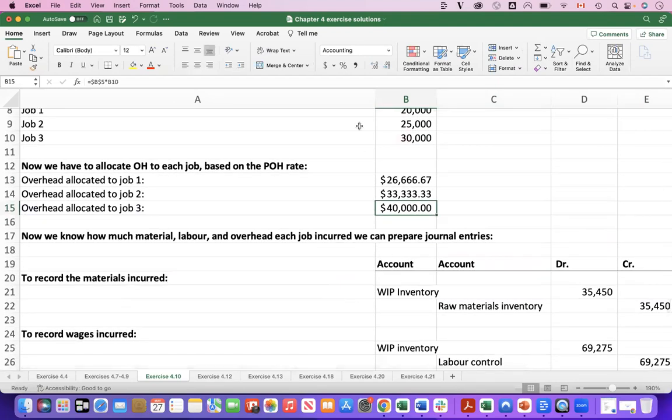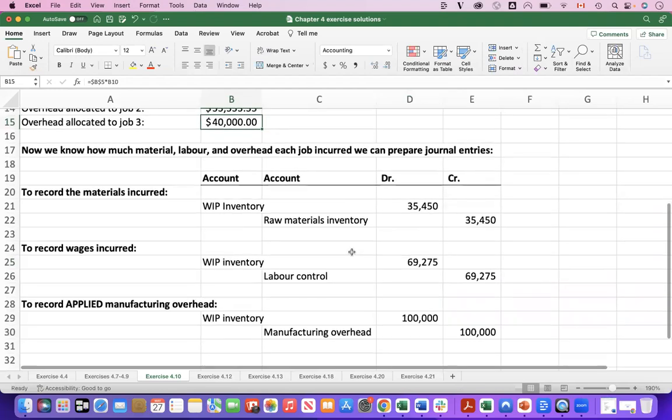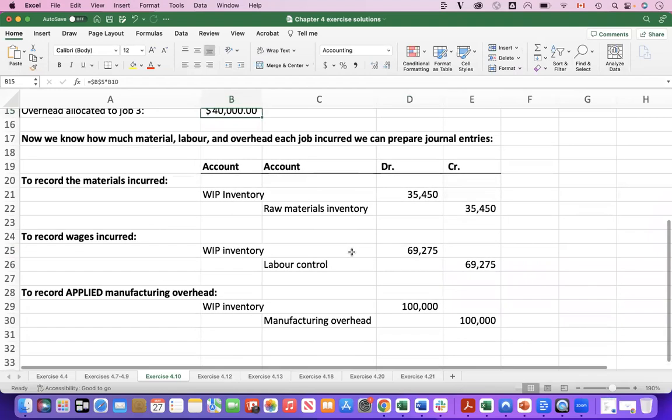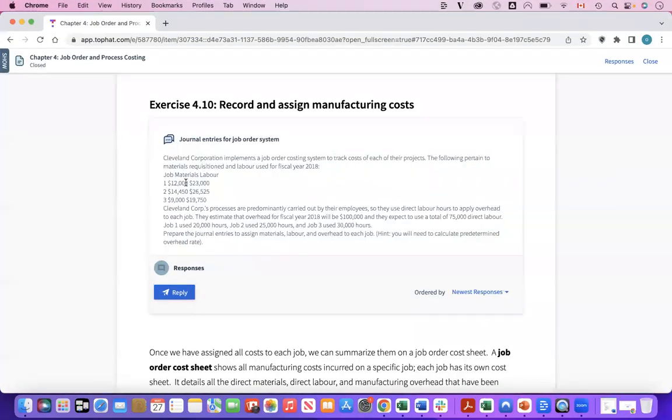Now it wants us to prepare the journal entries to record the requisition of materials incurred, the wages incurred, and to record the applied manufacturing overhead. So in the question stem, it said that job one requisitioned 12,000 in material, job two requisitioned 14,450 in material, job three 9,000 in material.